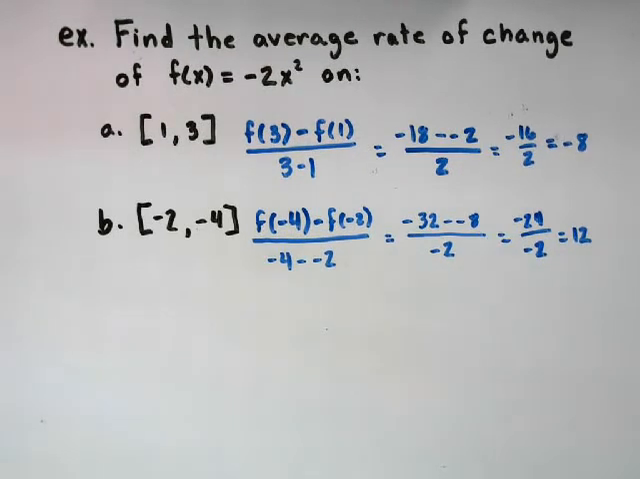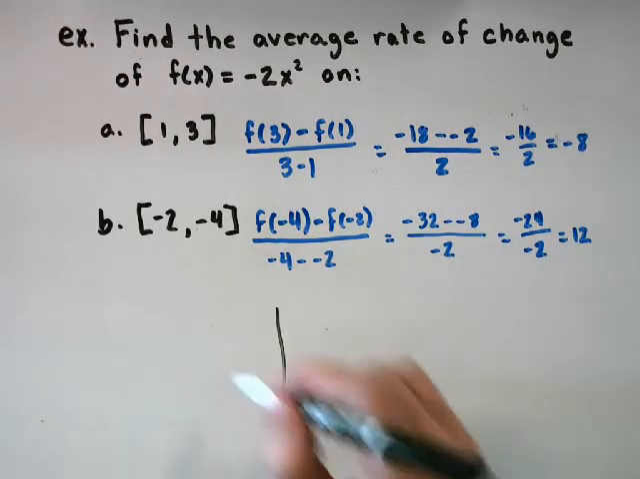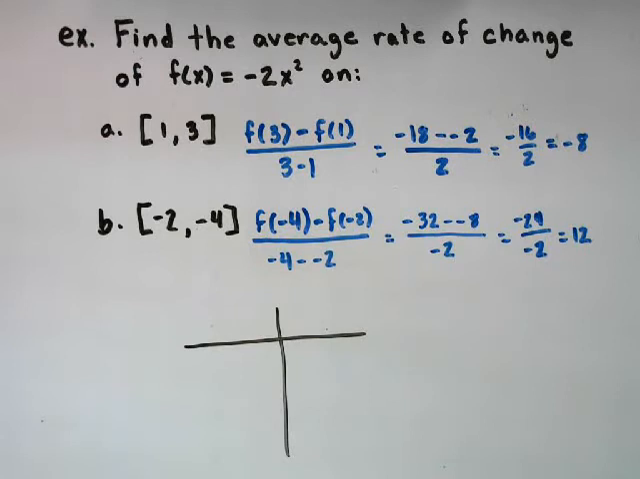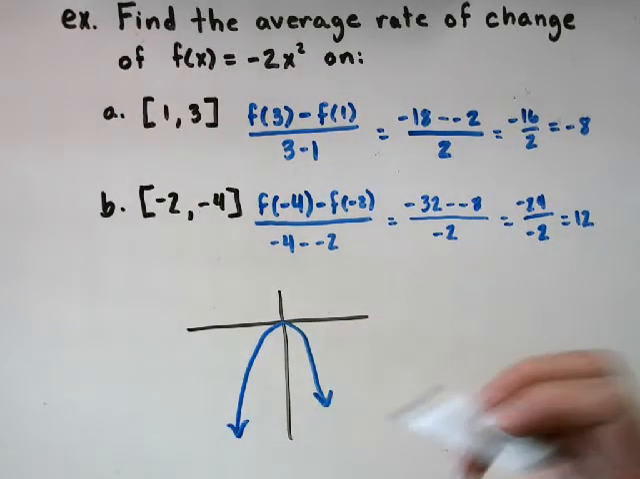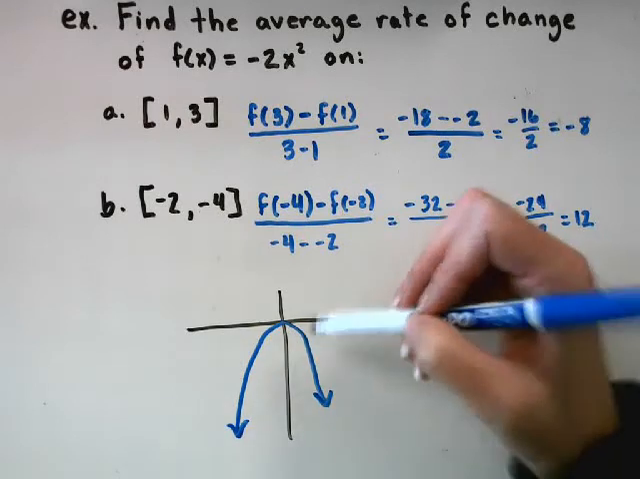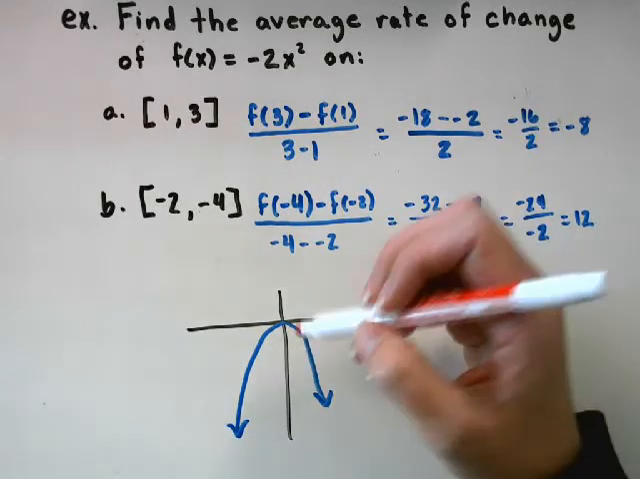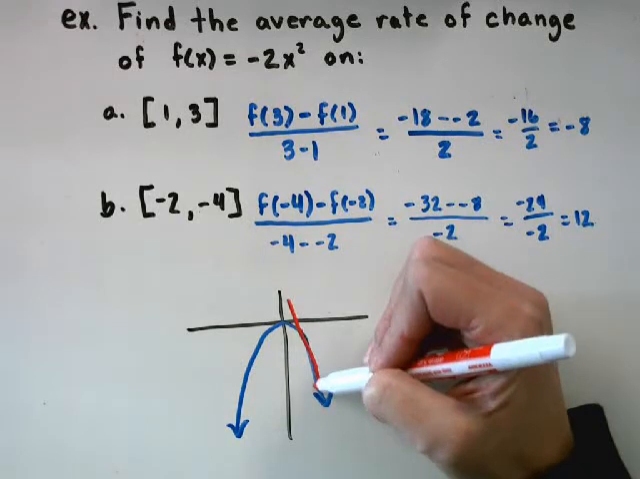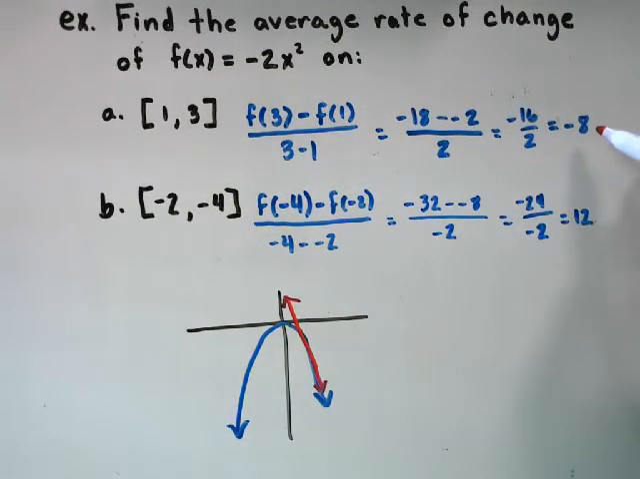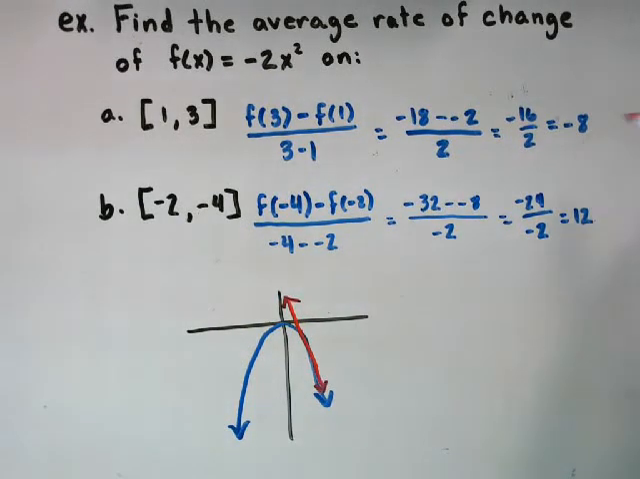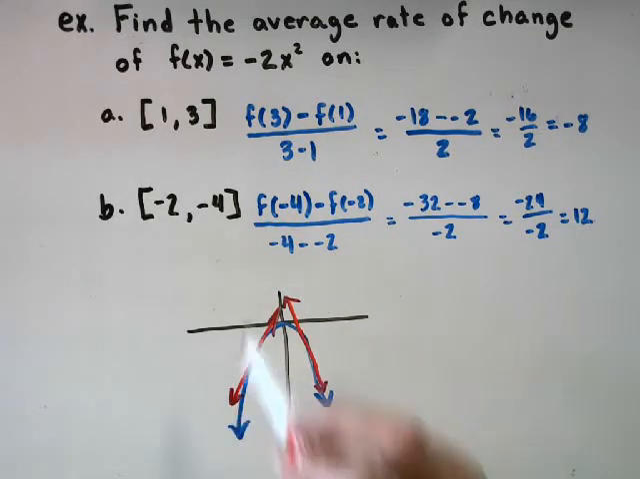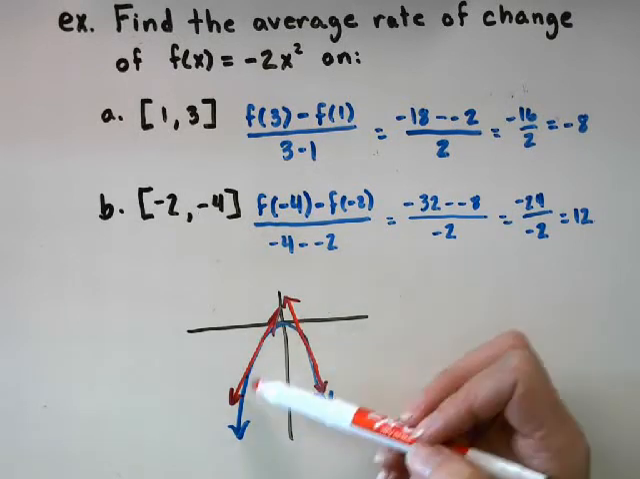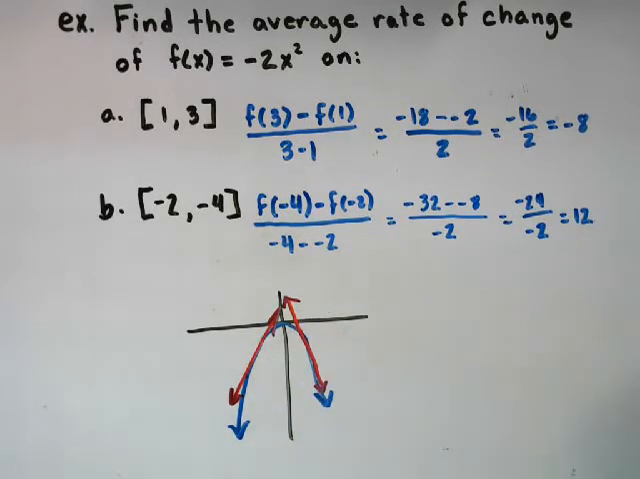So what do these things mean? If we picture the graph of negative 2x squared, it'll be something like that. So if I pick a point at 1, from 1 to 3, the rate of change being negative there should make sense. And then over here, it's going to be a positive value because on that part of the graph, the rate of change is positive.